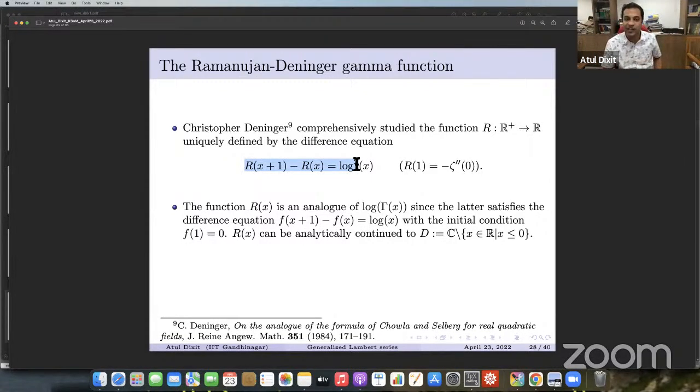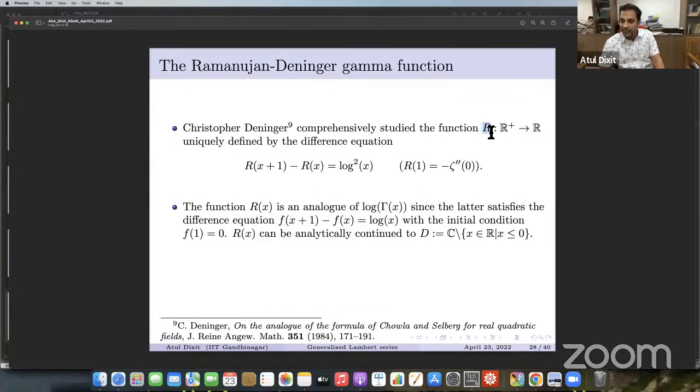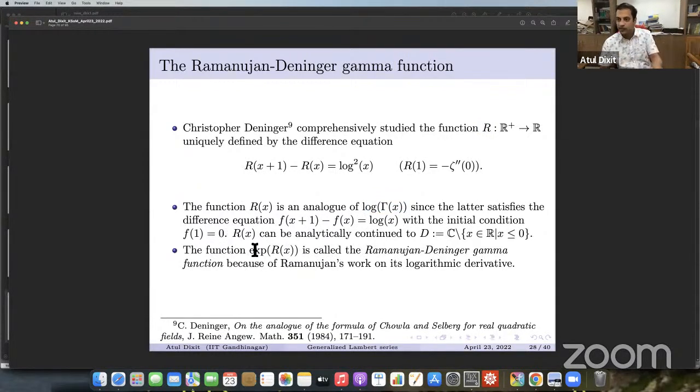The paper is the modular relation and the digamma function. So this one is also defined using the difference equation. And Deninger goes at length studying various interesting properties of this function R. So R is at the same level as log gamma x, right? So recently there has been a paper by Languasco and Righi where they call exponential of R of x the Ramanujan-Deninger gamma function.